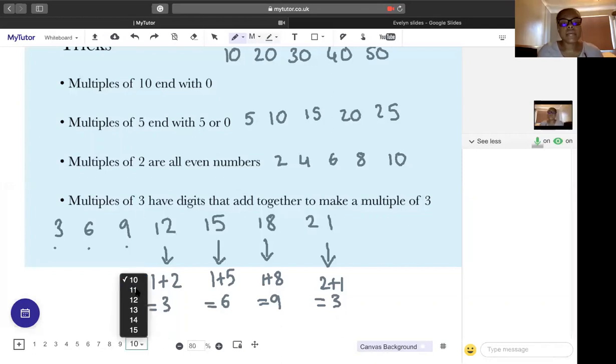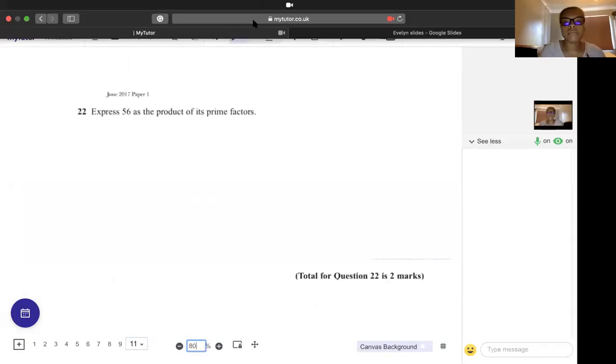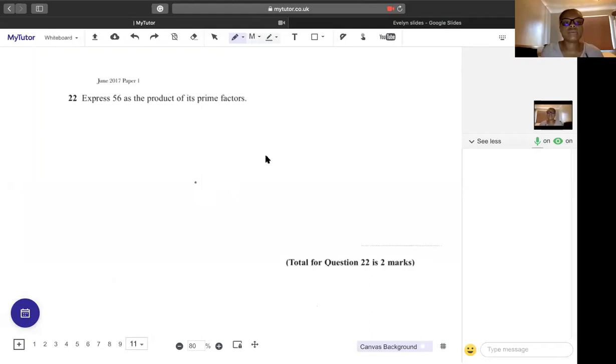So we have a few minutes left that we can go through maybe a few more questions. Let's see. So here we've got a past paper question from June 2017. I think this is from the Edexcel paper. And in this question, it's asking you to express 56 as the product of its prime factors.